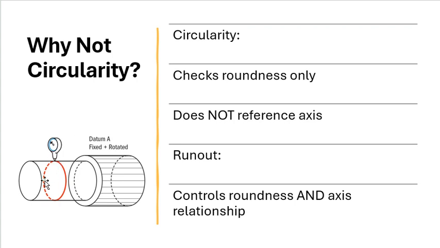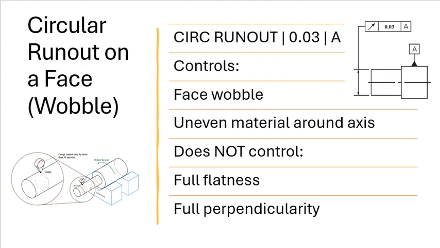So here is your dial indicator going to go around. We're not just checking circularity, we're checking the circularity against the datum axis and rotation. So circular runout on a face is a wobble. Think about your brake rotors in your car. If the face wobbles, you're going to have vibration, and your circular runout is going to limit that wobble. So circular runout 0.03 is your tolerance zone, and then of course your A.